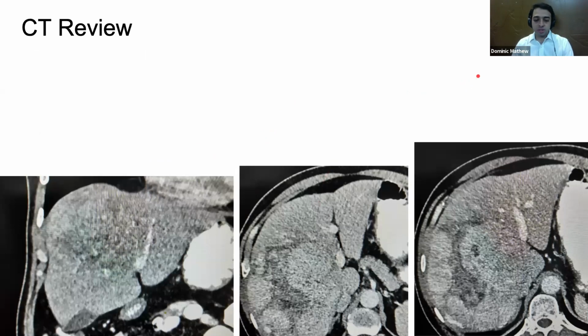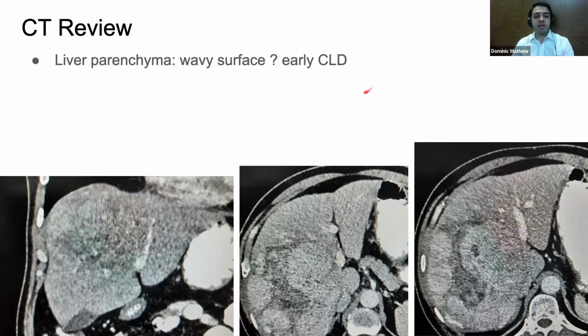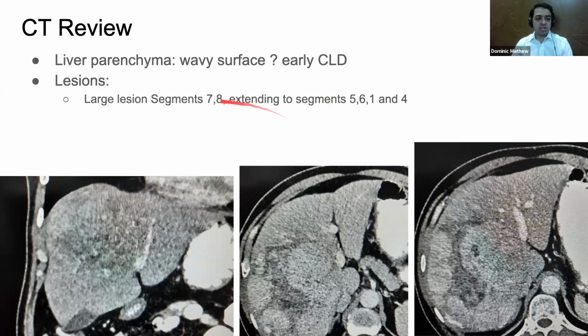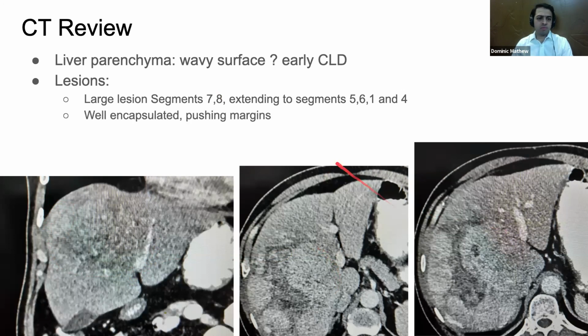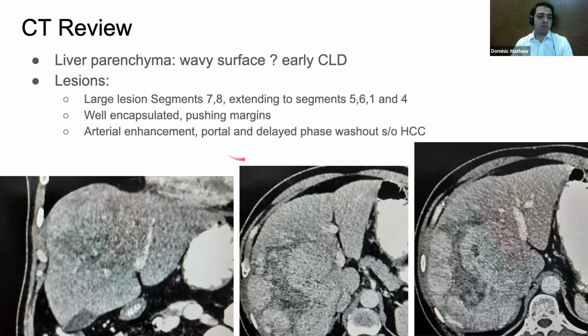The CT that was taken outside, we reviewed in-house. The liver parenchyma showed a slightly wavy surface, which was suspicious of an early CLD. The lesion was a large lesion in segments 7 and 8, which is extending into segments 5, 6, and the caudate, and a suspicious involvement of segment 4. You can see the lesion. There was arterial enhancement and portal and delayed phase washout suggestive of an HCC.